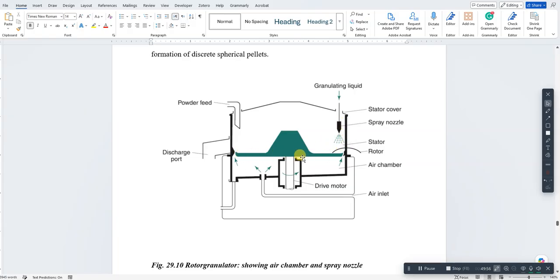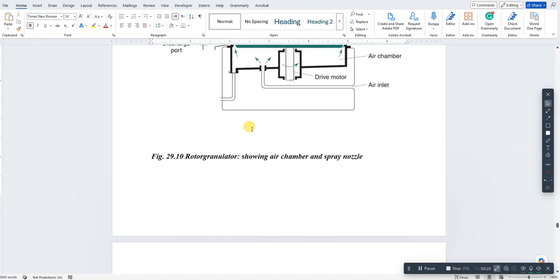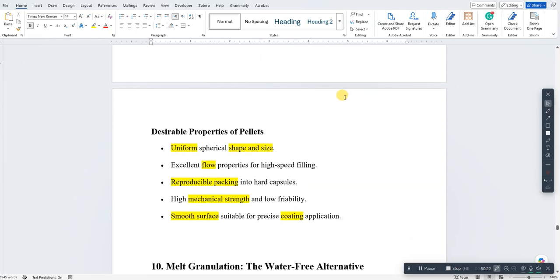The base here is rotating. Powder first gets into this rotor base. It gets mixed. Granulating liquid is sprayed. And at the end, you have drying air coming in. While this is rotating, it causes the spheres to form.